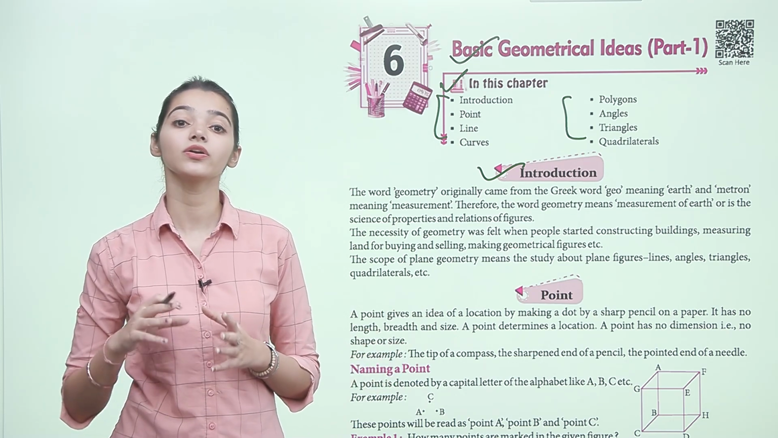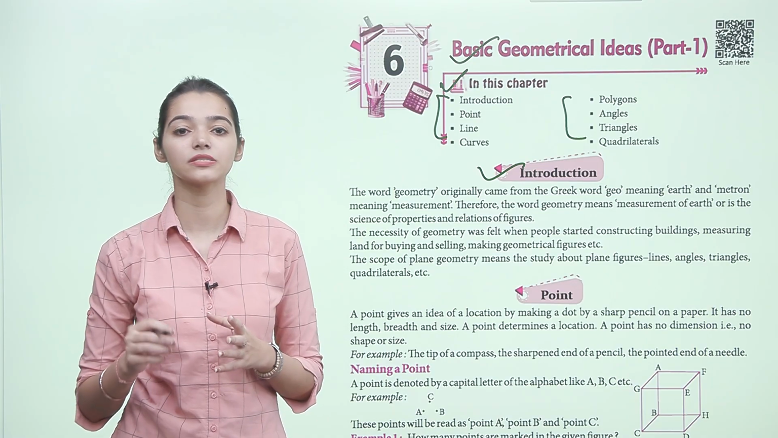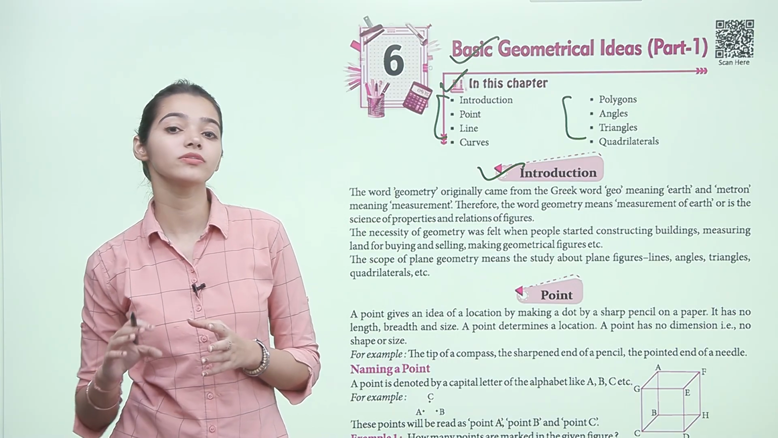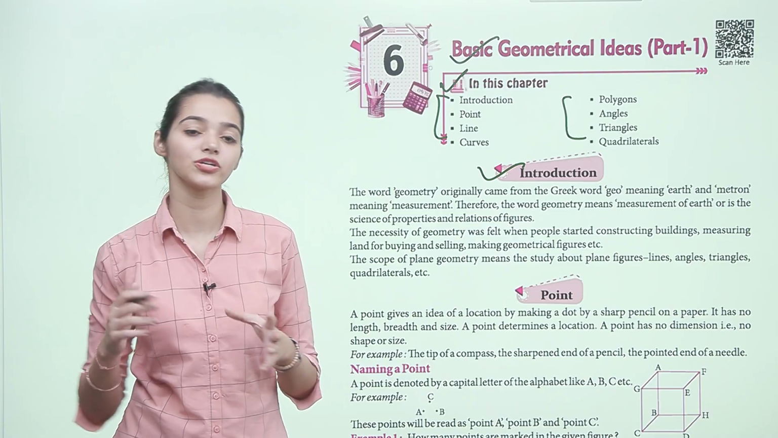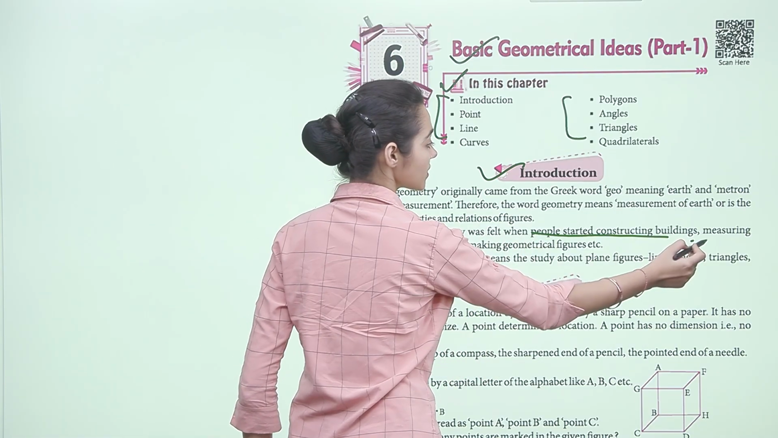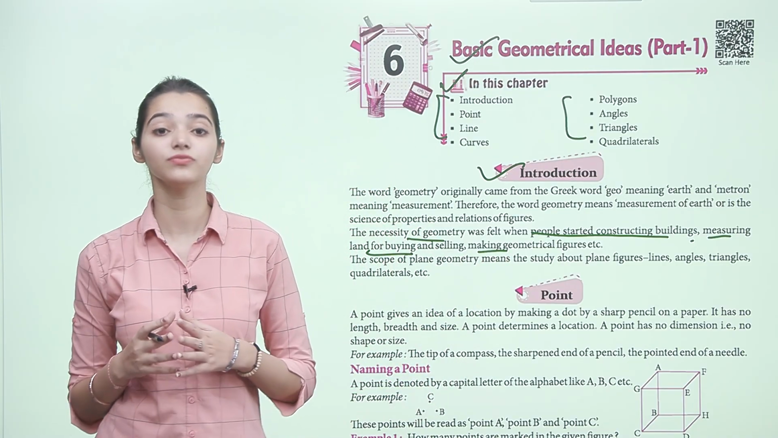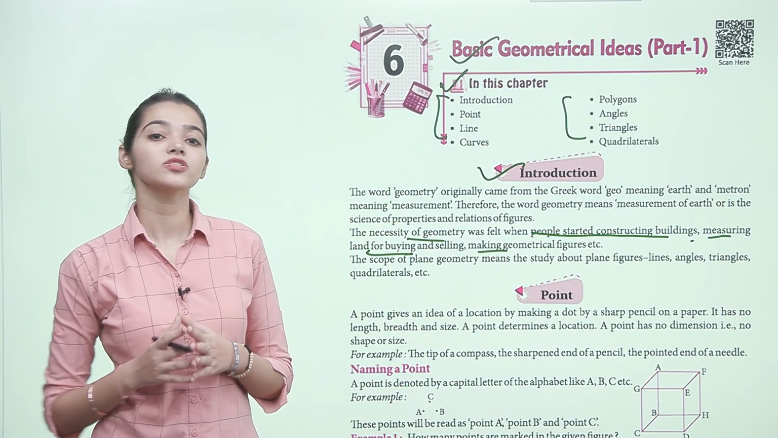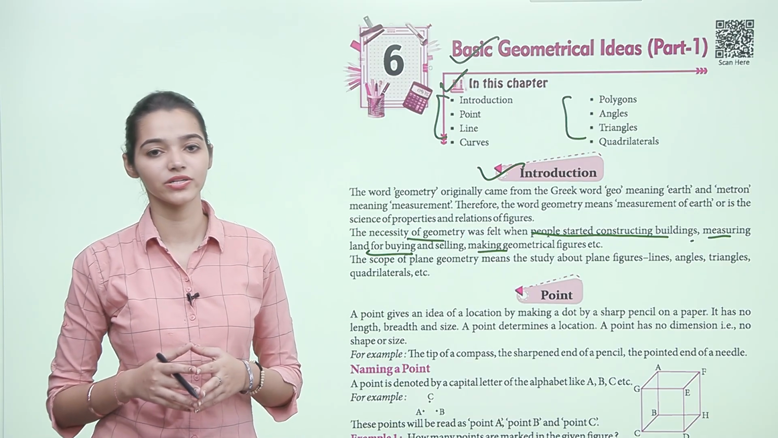The word geometry originally came from the Greek word geo, means earth, and metron means measurement. Therefore, the word geometry means measurement of earth or is the science of properties and relation of figures. Now, the necessity of geometry was felt when people started constructing buildings, measuring land for buying and selling and making geometrical figures. Now, the scope of plane geometry, that means the study of plane figures, lines, angles, triangles, quadrilaterals, etc.